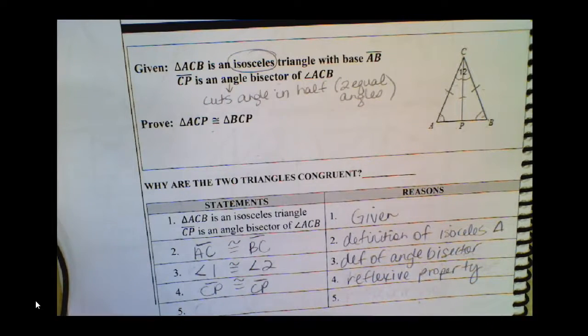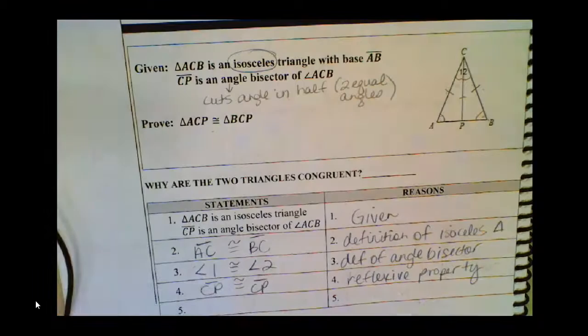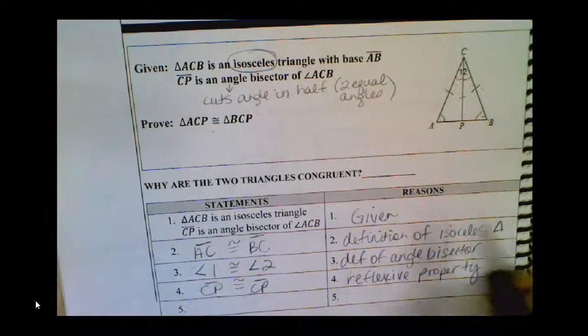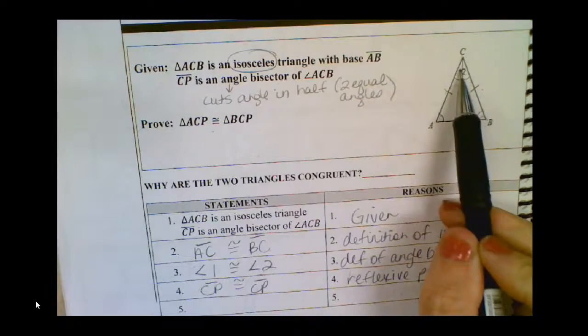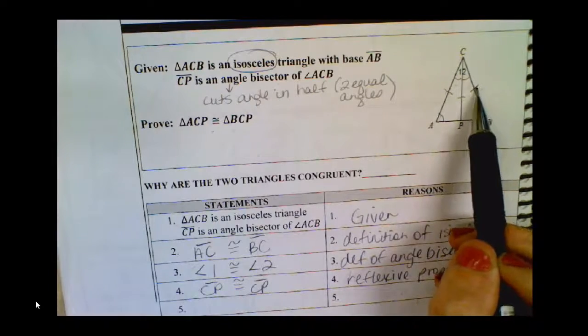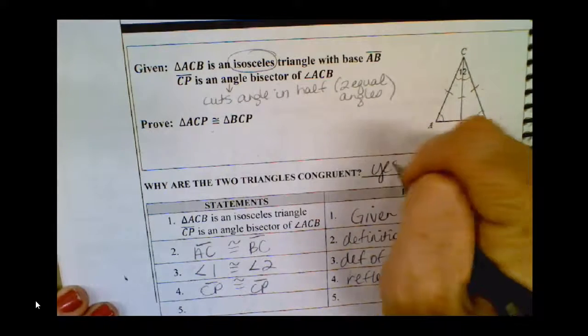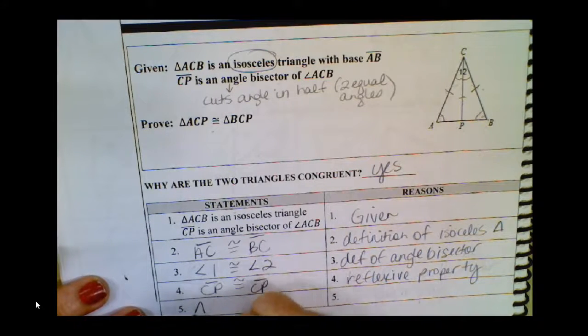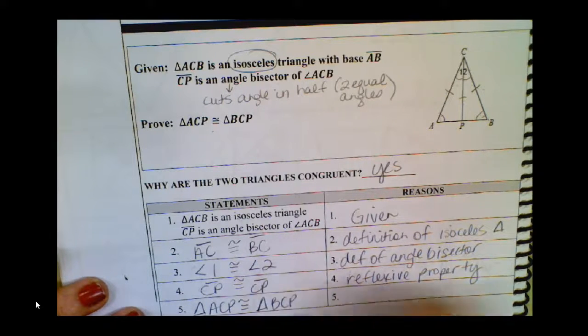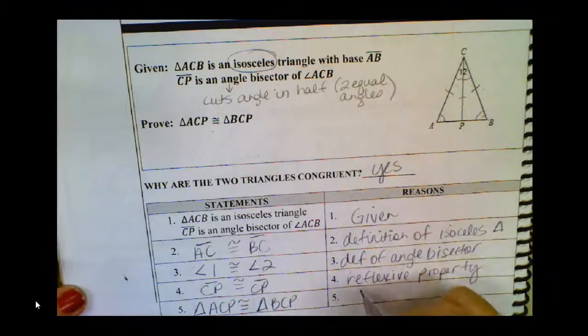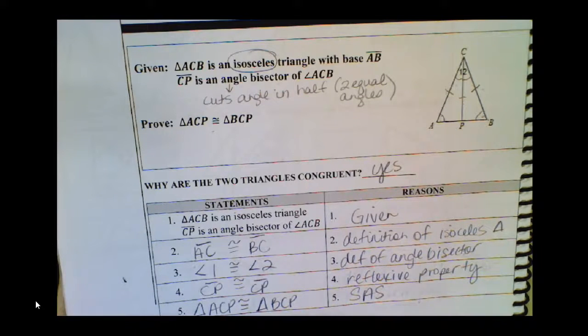So now let's see what we've got when we get all done. We've got a side, an angle, and a side, and a side, an angle, and a side. So yes, those two triangles are congruent. And that's what we're trying to prove. We're trying to prove that triangle ACP is congruent to triangle BCP, and now we know that it is by side, angle, side. Okay? Really not too hard when you get right down to it.